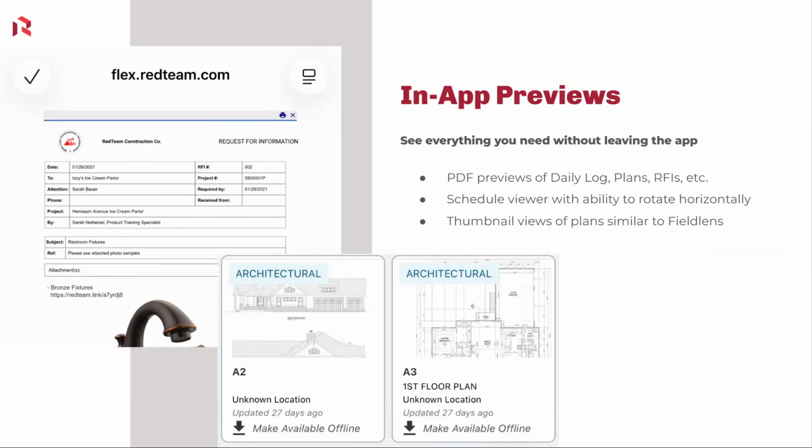You're going to have a lot more visibility on a smaller mobile device. And then lastly, we're adding thumbnail views of our plans in the mobile app. So it's similar to what you'll see if you use Field Lens, if you've used that. If not, this will be your first look at this kind of square thumbnail tile view. You can still navigate to the list view, but it's going to allow you to have a little bit more of a visual way of recognizing which sheet you want to open.